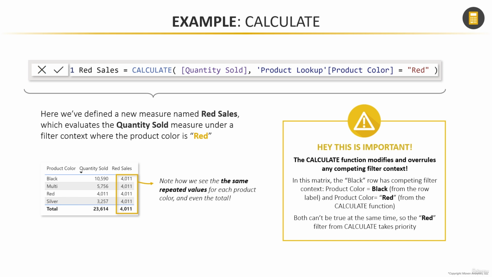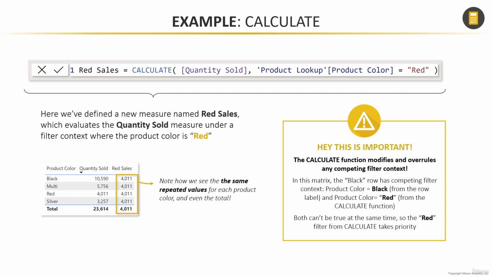Let's pay attention to our product color where it equals black for one instant. That black row in the matrix has the filter context of product color equals black. It's defined by the row label, right? So that's its initial filter context. And it also has the filter context for product color equals red, which is coming from our calculate function in our red sales measure. But both of those can't be true at the same time. Because of that, the black filter is overwritten by the product color filter from the calculate function. Basically, the calculate function takes priority.